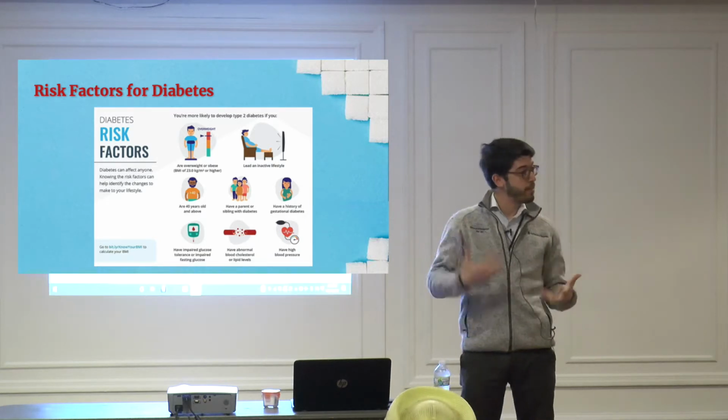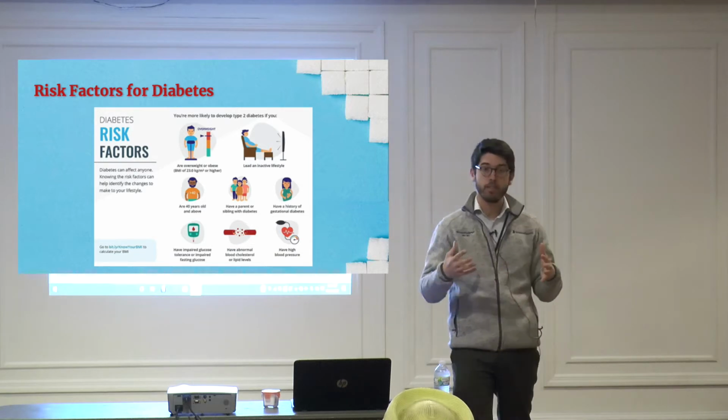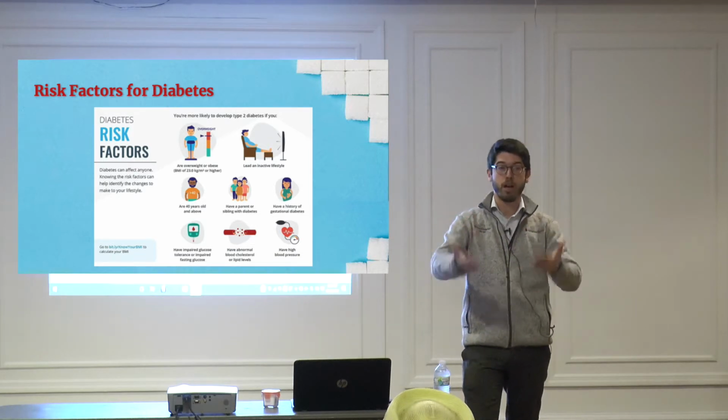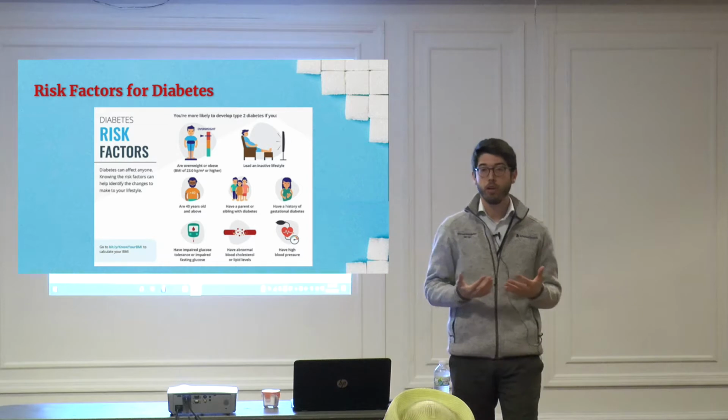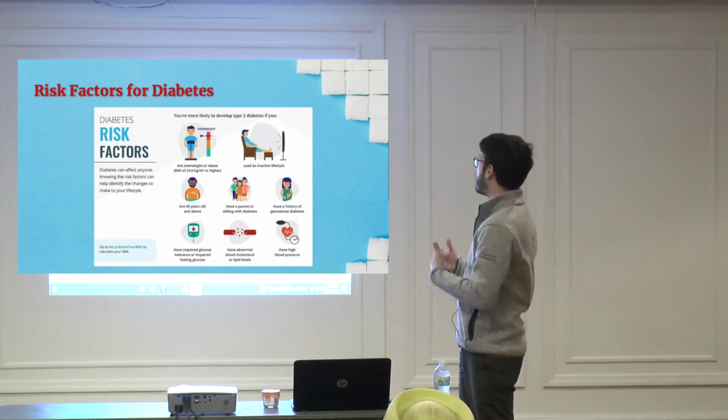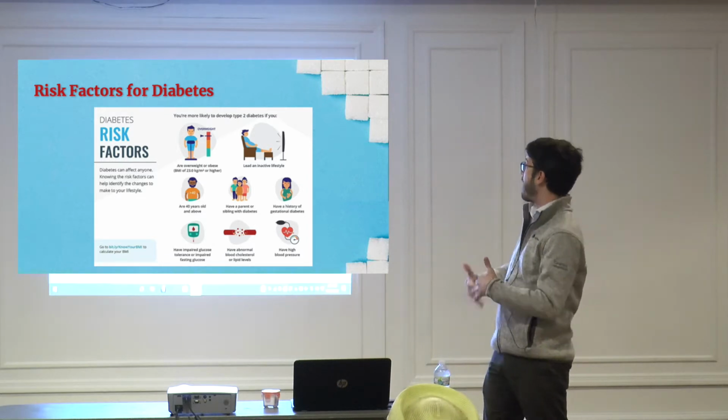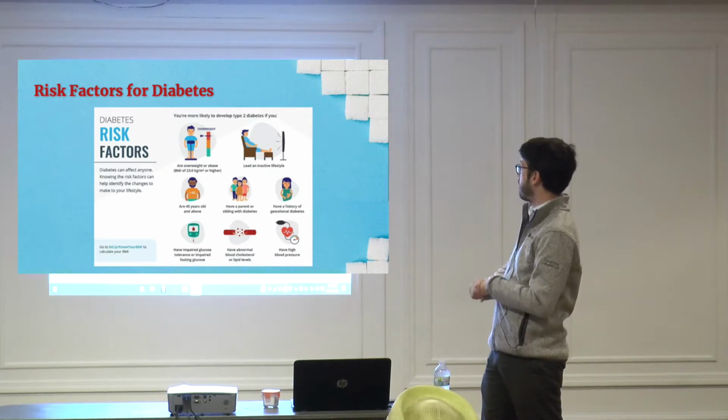Inactivity or sedentary lifestyle, lack of exercise, is a big risk factor, and the reason is that as we exercise, our bodies use more of that sugar, and so it helps bring our blood sugar down. So if we don't exercise, then we don't have that, and we have more blood sugar and less insulin around.